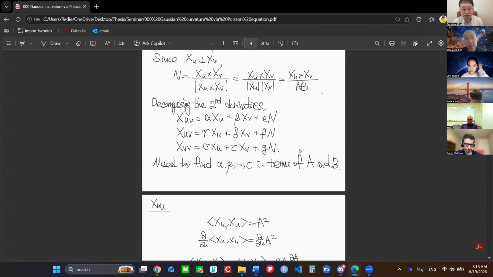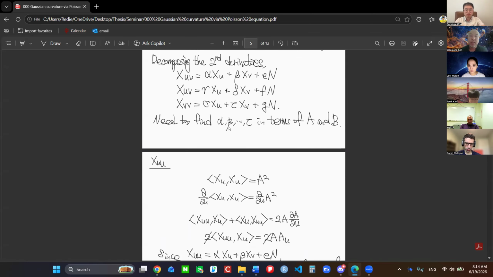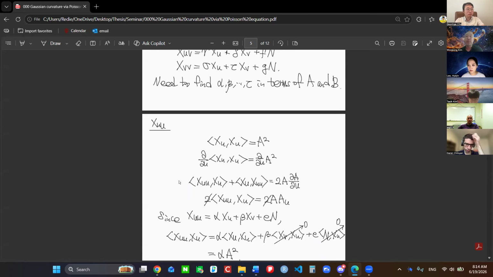And then we need to decompose the second derivatives as follows: uu, uv partial derivatives, and the vv. So we need to set the coefficients this way: alpha, beta, gamma, theta, and sigma, tau. And this one is just E, F, G, N. And we need to find these coefficients in terms of A and B.